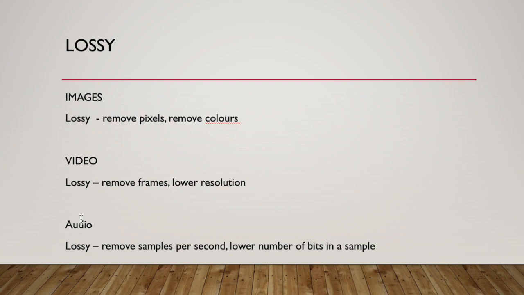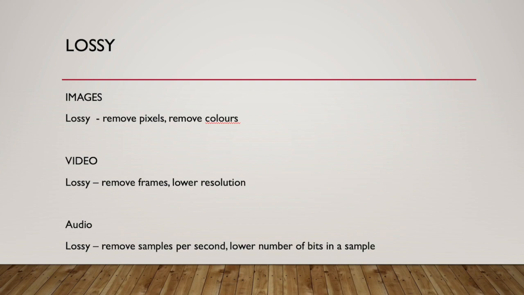You can do 1,000 samples a second, okay? If you do 500 samples a second, that's half the size. If you keep with 1,000 samples per second, but instead of each one of those samples being 8 bits, we make them 4 bits, again, we've halved the size of it.